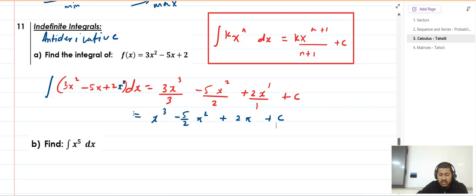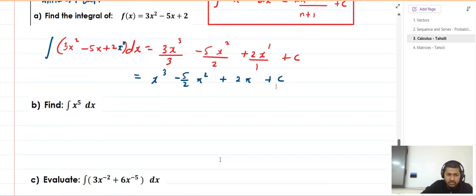Now how do you know whether your answer is correct or not? You find the derivative of this and make sure you get 3x squared minus 5x plus 2. Let's check. 3 times 1 is 3, take away 1 from the power, so 3x squared. 2 times minus 5 over 2 is minus 5x, there it is here, and plus 2, there it is here, and the derivative of a constant is 0, so it works perfectly.